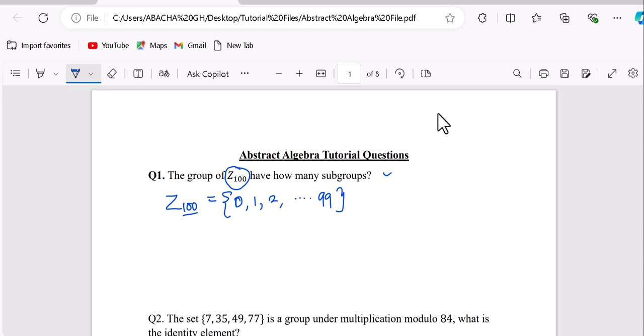So how do we find them? Well, it is simple. The subgroups are in fact the factors of 100. So you know that we can take an element from the group and then use that element to form a group. In other words, that will be a subgroup of Z100.